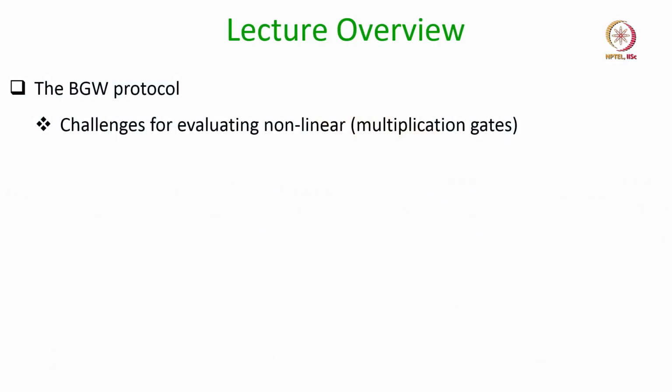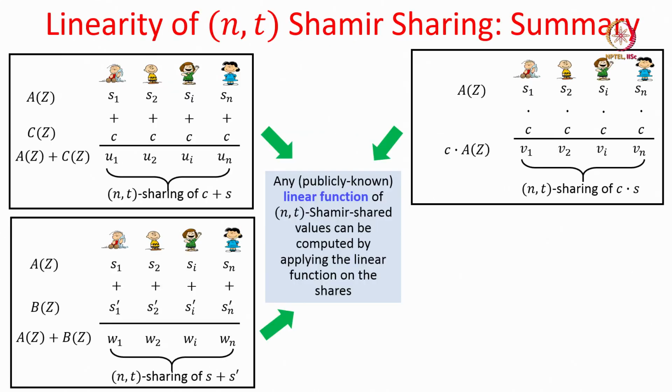In this lecture we will discuss the challenges we face when we try to run the BGW protocol for evaluating the nonlinear gates in the circuit, namely the multiplication gates. Before that, let us quickly go through the summary of the linearity property of Shamir secret sharing.